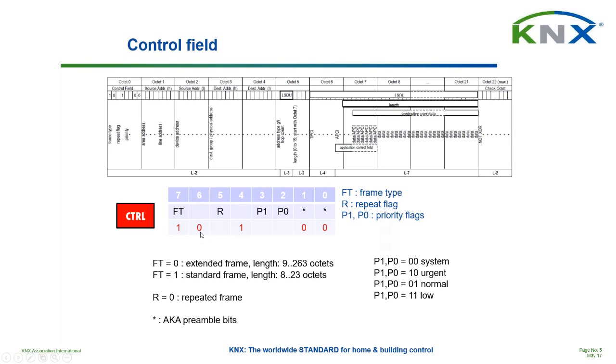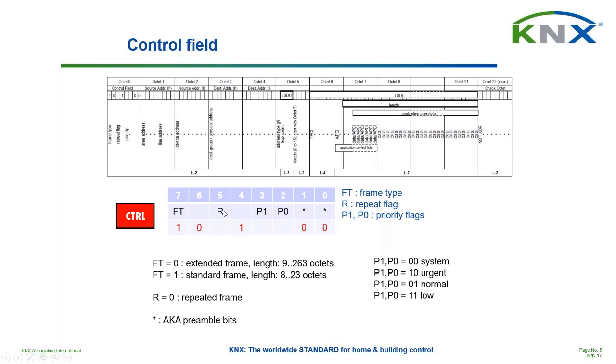Then bit 6 is fixed to 0. All the red values here mean they are fixed as such, so they need to have that exact value, otherwise the entire telegram needs to be considered as invalid. We also see that bit 4 needs to be 1, and bit 0 and bit 1 also need to be 0. By the way, these bits are also known as preamble bits. They actually announce, so to say, that there will be a new telegram coming.